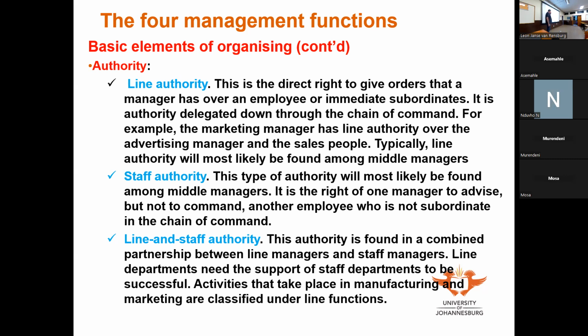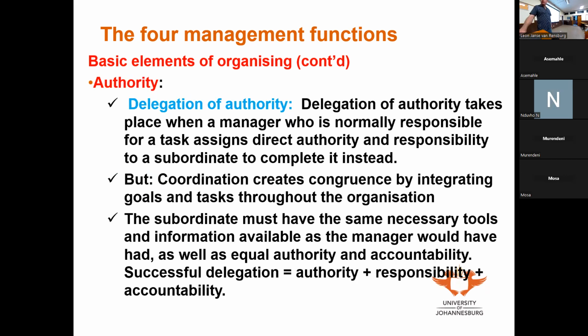Line and staff authority: this authority is found in a combined partnership between line managers and staff managers. Line departments need the support of staff departments to be successful. And activities that take place in manufacturing and marketing are classified under line functions. So your support functions are like HR and all those. That supports the organization, and you get your line functions.